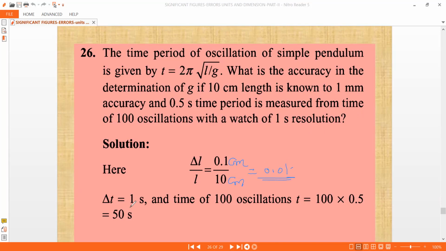And now delta T is 1 second. And the time for 100 oscillations is 100 into 0.5. So where is the 0.5? Here it is. So the accuracy of 0.5 seconds, that is the error. Okay.